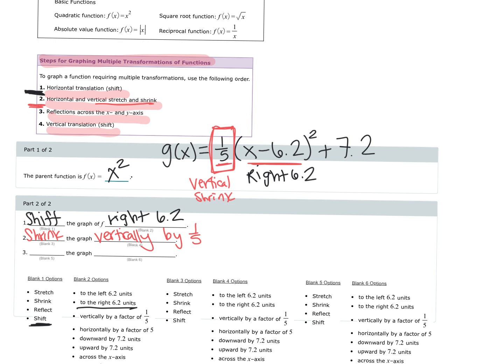Now, there are no reflections across the X and Y axis. There is no negative in the very front, and there is not a negative in front of the X. So you don't have to worry about that one.